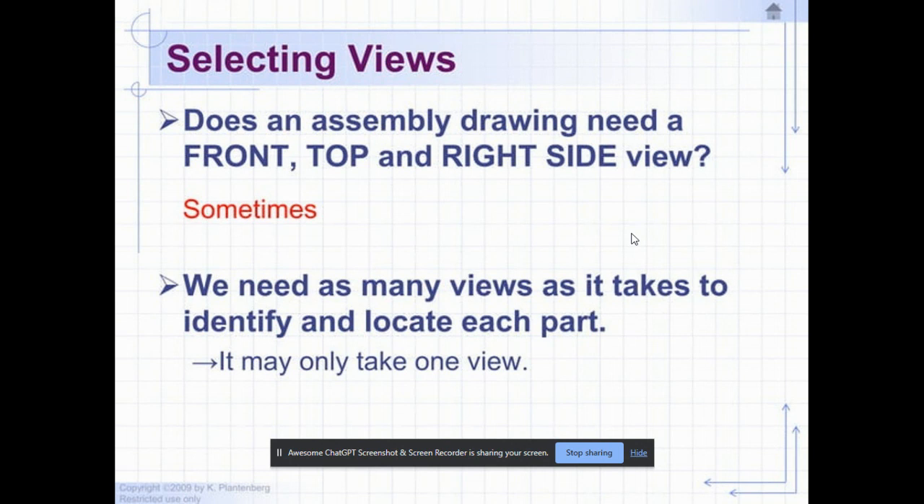But if not, and you need another view to complement it, then you produce either the top or the right side view. Another question that students normally come across: do we need as many views as it takes to locate each part? The answer is it may only take one view. In an assembly drawing, we don't draw the front view, the top view, the right side view, and all of that and then try to assemble it. No, the goal is to make sure we bring all the components together. But if some parts are such that you need the right side view, then you produce the right side view so that you indicate where the part is.